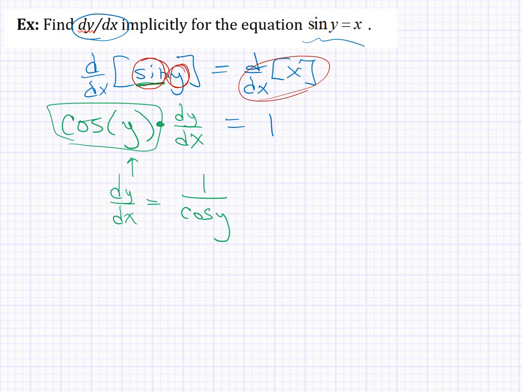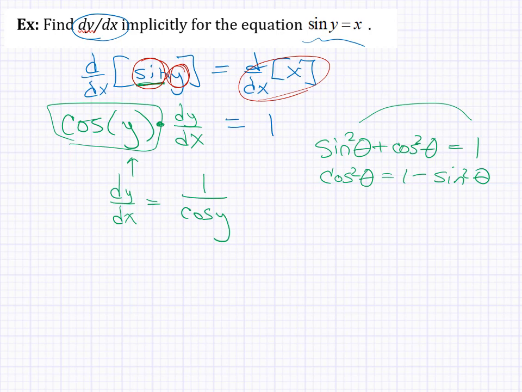In which case I'm going to use the Pythagorean identity, which says that sine squared theta plus cosine squared theta equals 1. And what I'm going to do is solve this for cosine theta. So I'll move the sine squared to the other side, so it tells me that cosine squared theta equals 1 minus sine squared theta. And then I can get rid of the square by taking the square root, so cosine theta equals the square root of 1 minus sine squared theta.